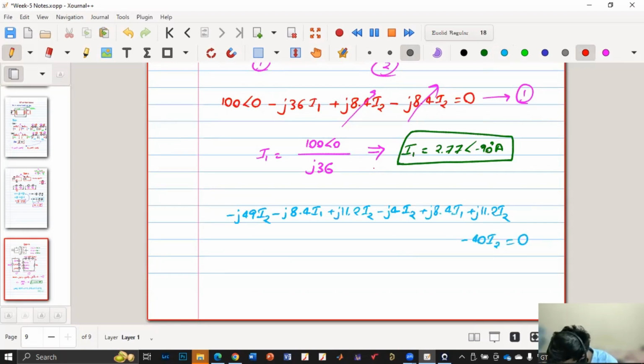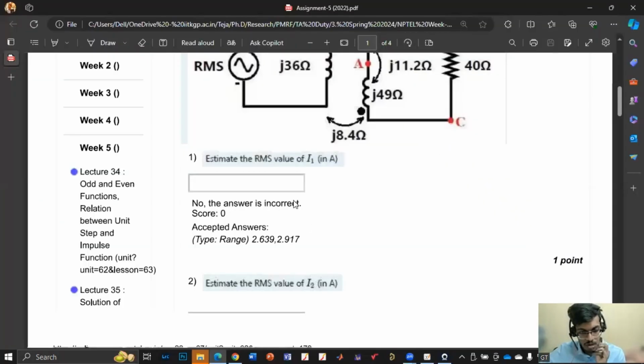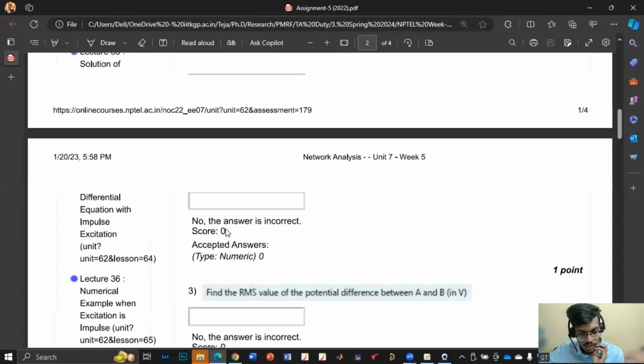So now if you can see, I1 terms are getting cancelled. So there is only the I2 term on the LHS and 0 on the RHS. So what will be the value of I2? 0 amperes. So there is no current flowing in the second side, I2. Is this clear? We'll just quickly check whether it is the case or not. The I1 value we are getting is 2.77, it is falling. I2 value is 0, so it is matching.